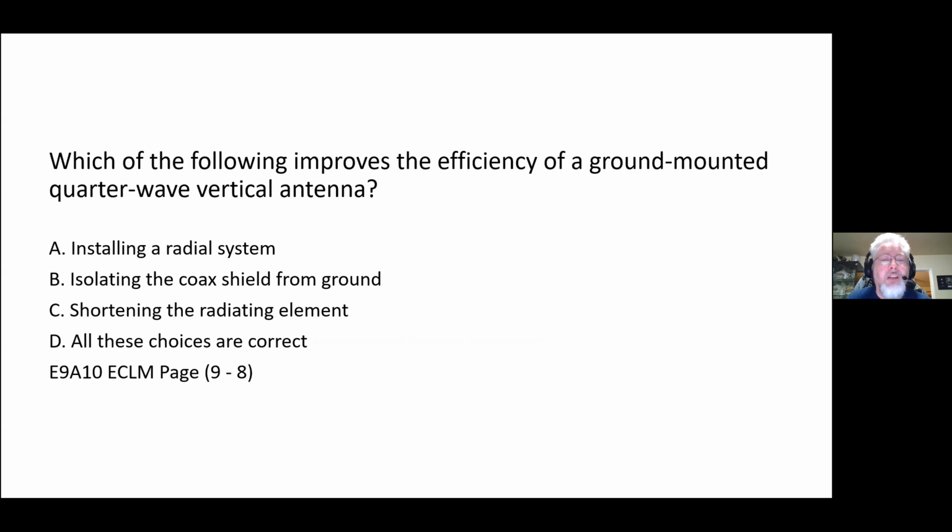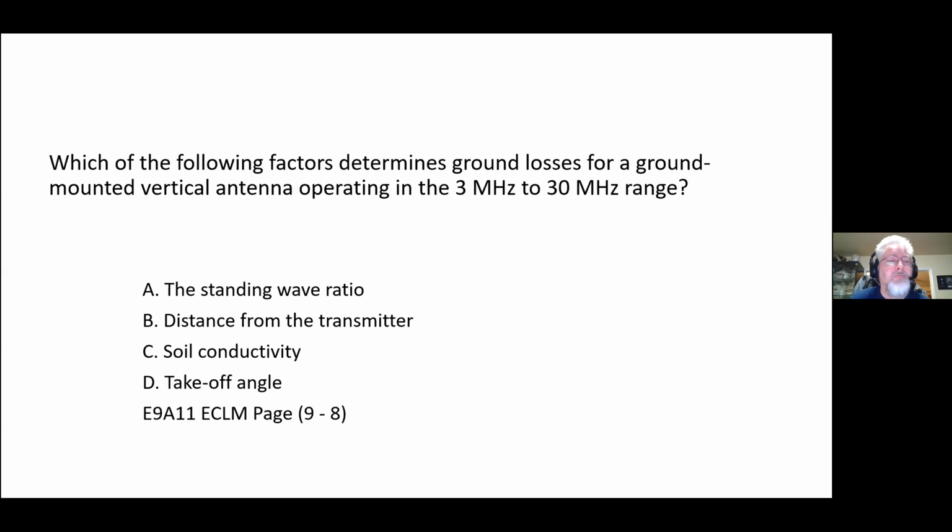Which of the following improves the efficiency of a ground-mounted quarter-wave vertical antenna? A, installing a radial system. B, isolating the coax shield from ground. C, shortening the radiating element. Or D, all these choices are correct. Alpha. Alpha is correct, installing a radial system.